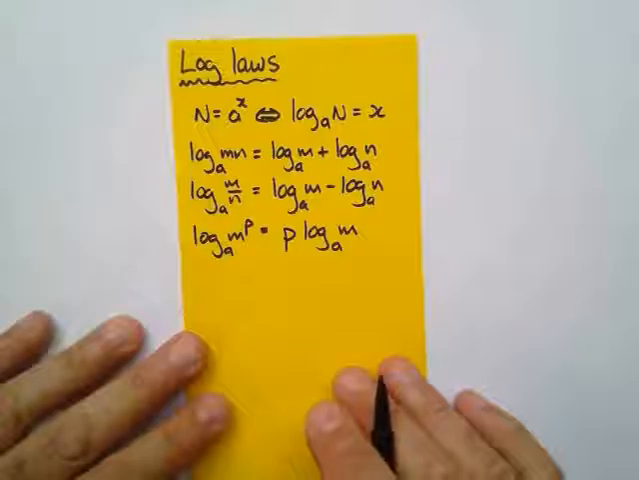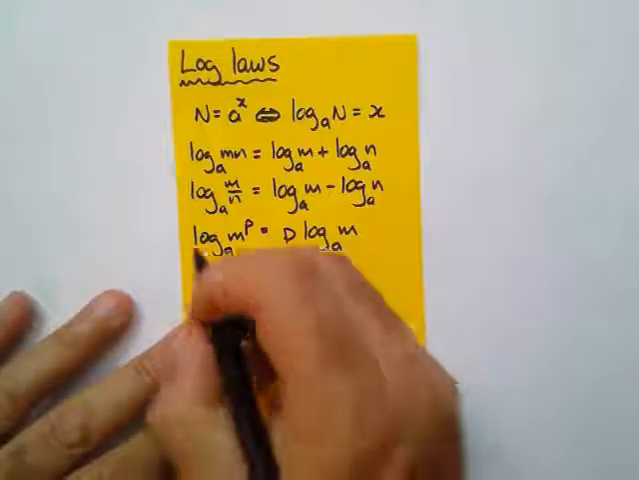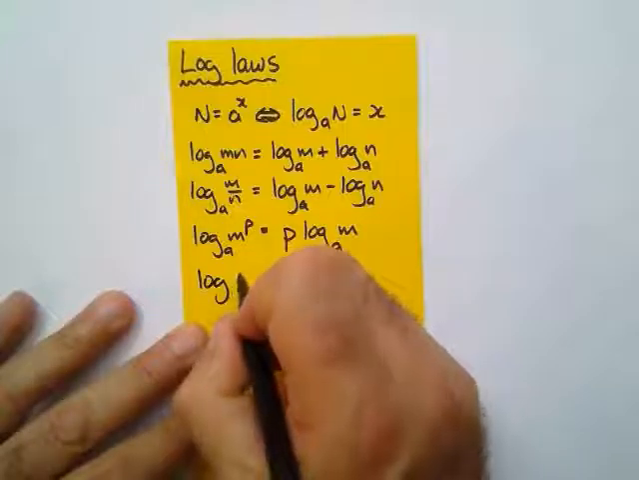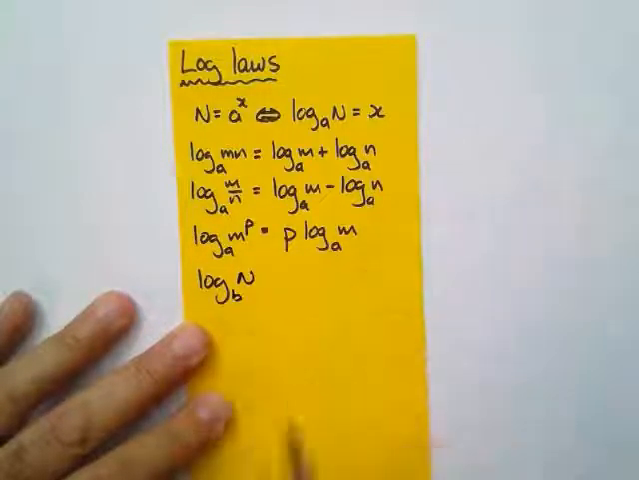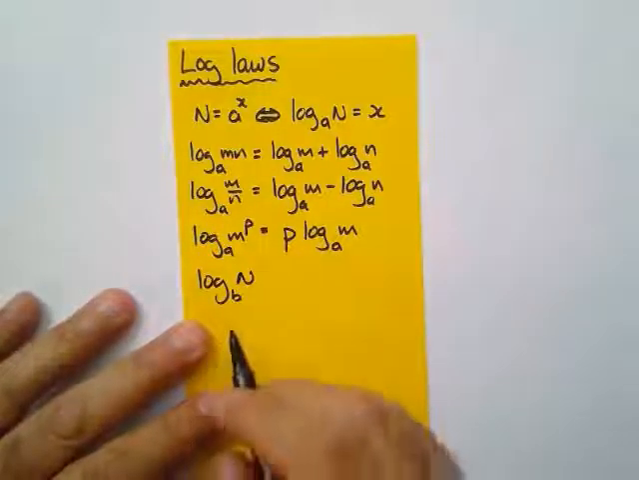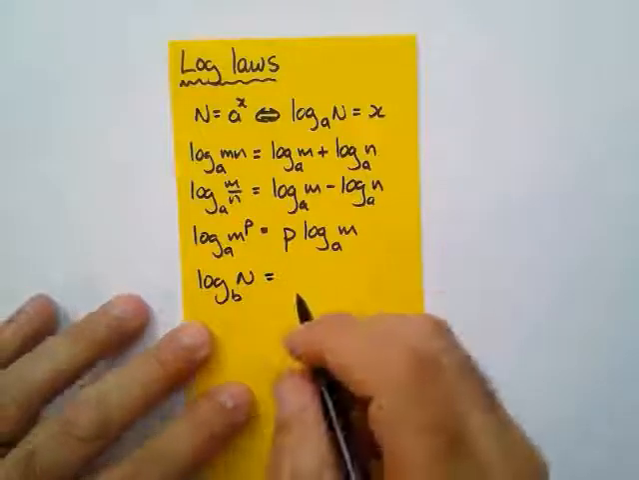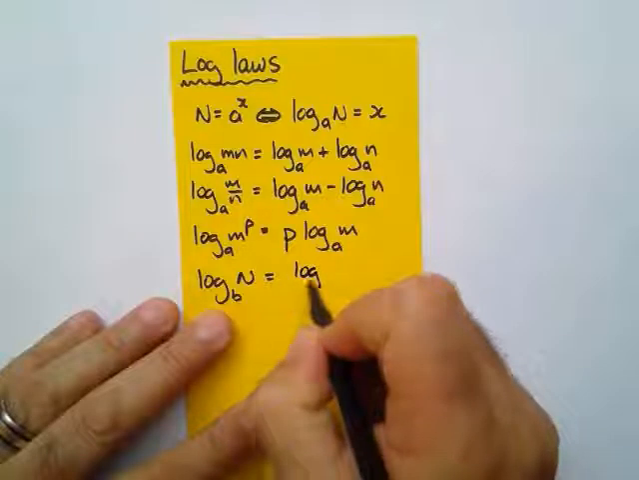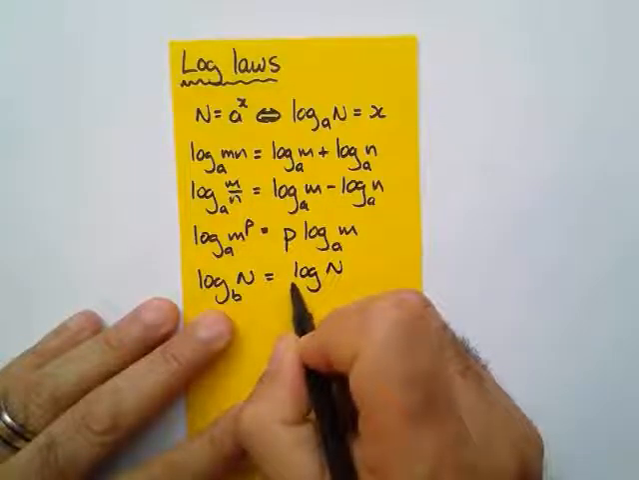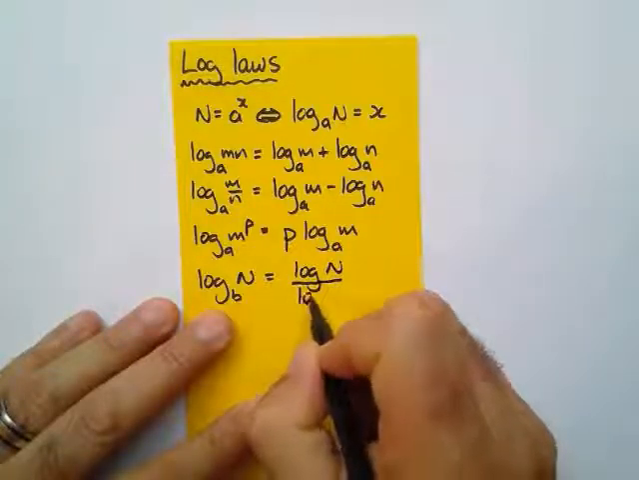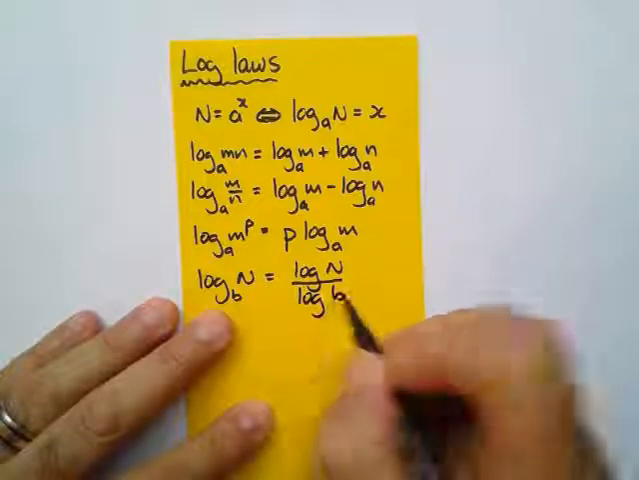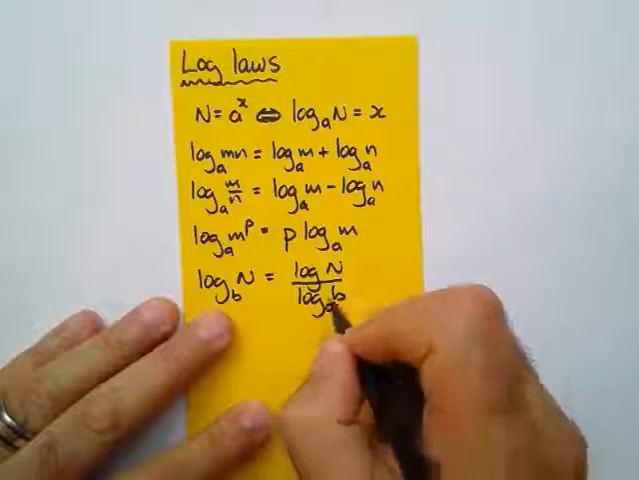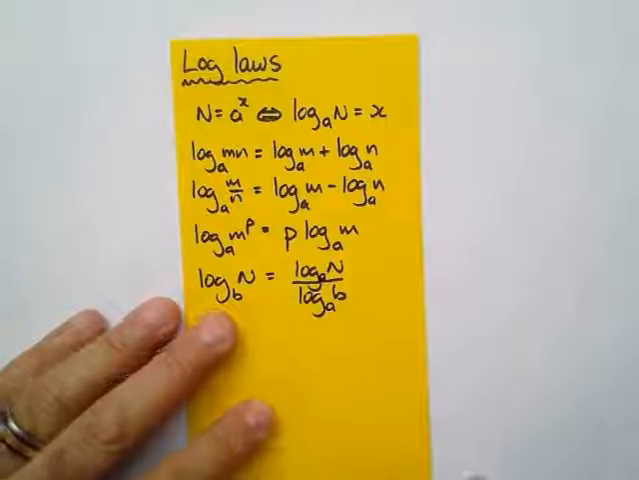The fourth rule is the change of base, which I'm going to use, and I'll show you that your calculator cannot use anything other than base 10. So I can split this up and I can say this is the log of n divided by the log of b, and then I can choose whatever base I want as long as the base is the same.